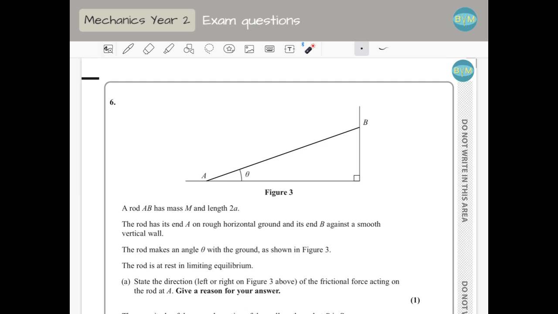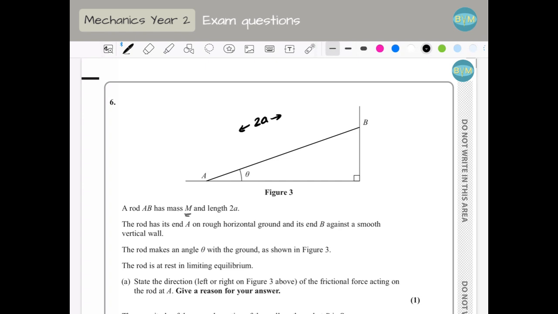Hello, this is question 6 on your June 2023 paper 3 from Edexcel. It's a mechanics question, a moments question. So you have a rod AB, with mass m and length 2a. So we know the whole length is 2a, and the mass is m.